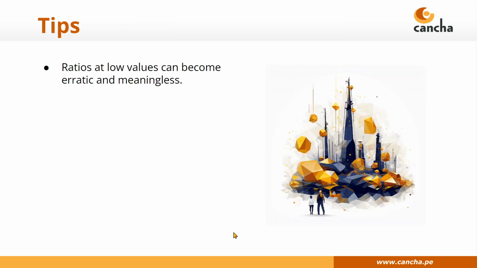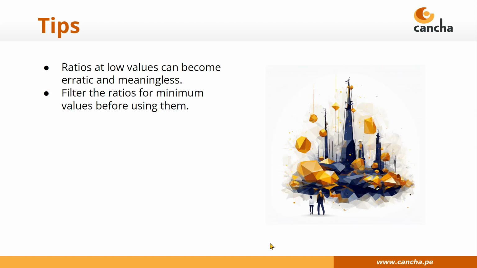Okay. So some tips. First of all, ratios with low values can be erratic and meaningless. Basically, if you've got a very low grade copper, looking at the acid soluble versus total copper ratio might not mean anything because you might be near the detection limit for copper. So really, you shouldn't be looking at ratios where the analytical errors are going to be a strong component of the value. You need to filter the ratios for minimum values before using them. Get rid of those values that are near detection limit on the denominator, or you could get in trouble.